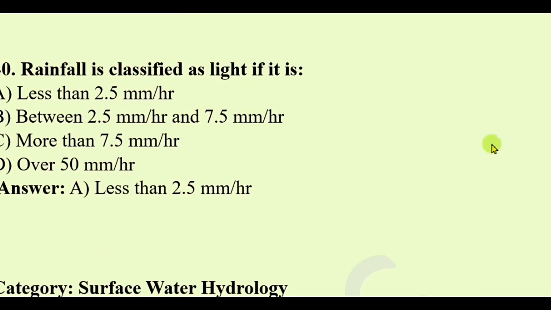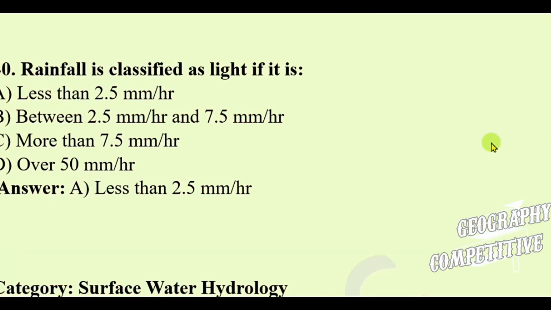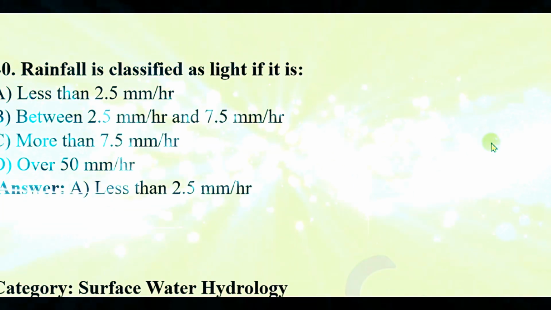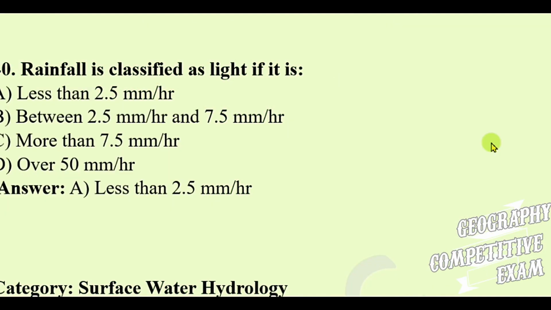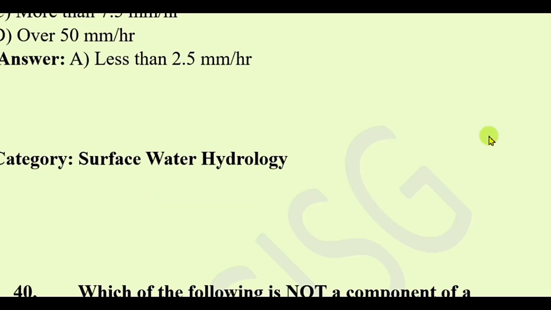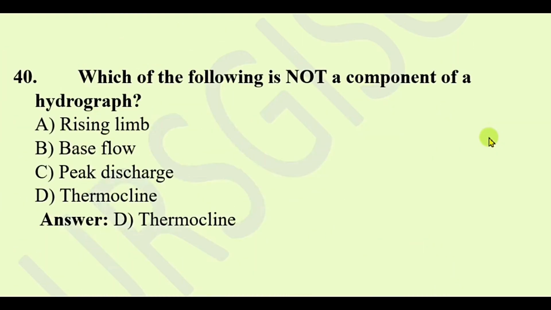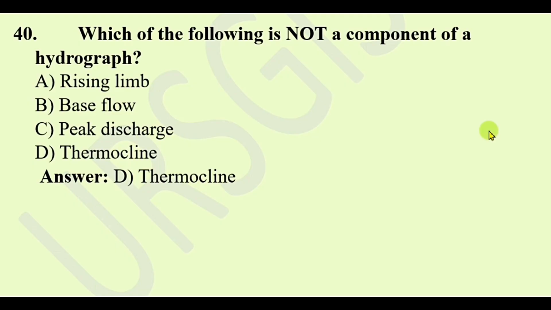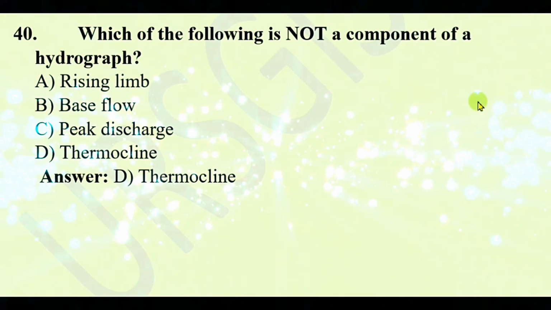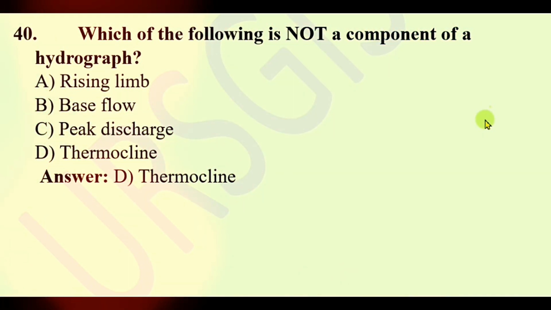Question 40. Rainfall is classified as light if it is less than 2.5 mm per hour, between 2.5 mm per hour and 7.5 mm per hour, more than 7.5 mm per hour, and over 50 mm per hour. The right answer will be 2.5 mm per hour. Question category: surface water hydrology. Question number 40. Which of the following is not a component of a hydrograph? Rising limb, base flow, peak discharge, thermocline. Here the right answer will be thermocline, which is related to oceanography, the thermal nature of the ocean.